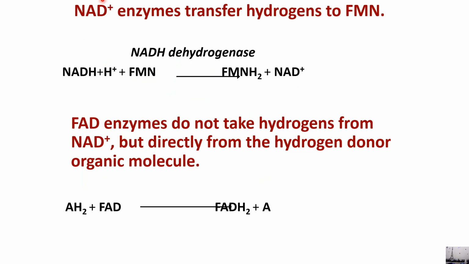NAD plus enzymes transfer hydrogens to FMN. FAD enzymes do not take hydrogens from NAD plus but directly from the hydrogen donor organic molecule.